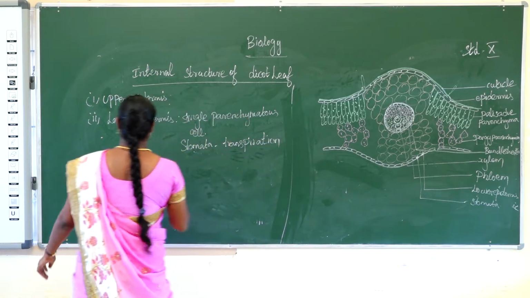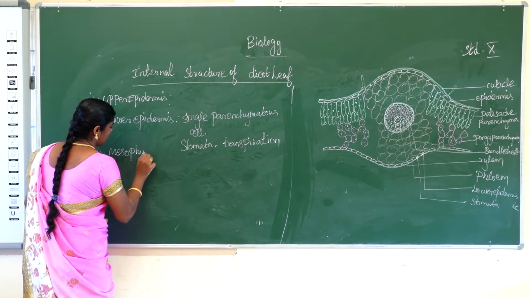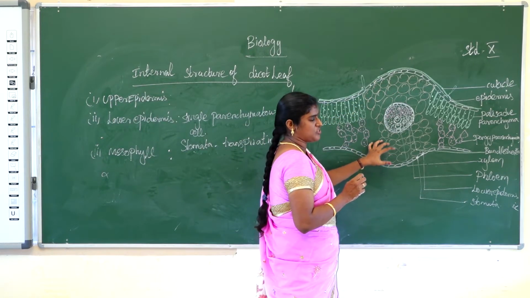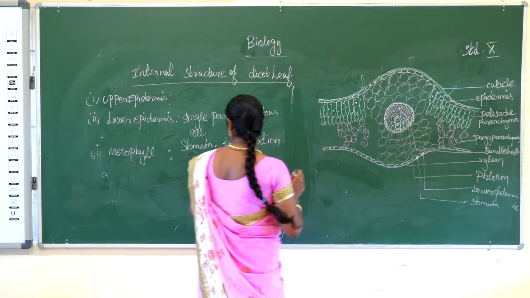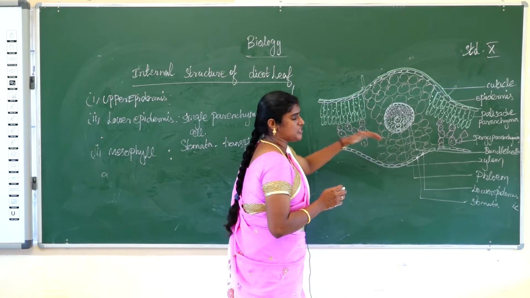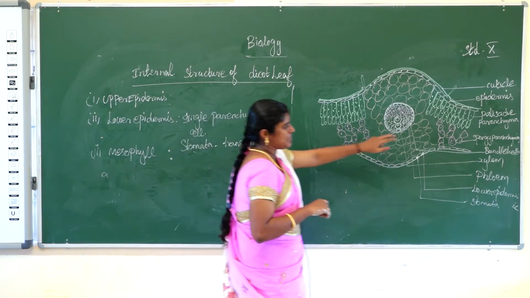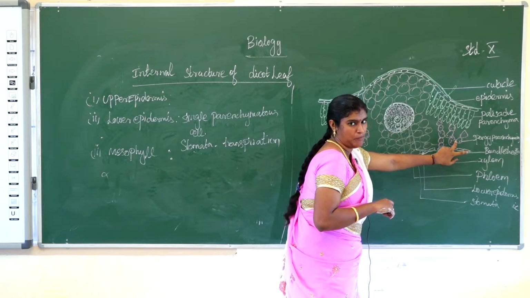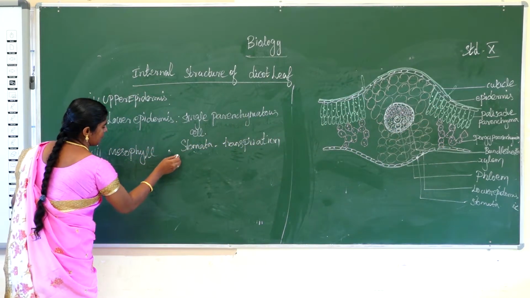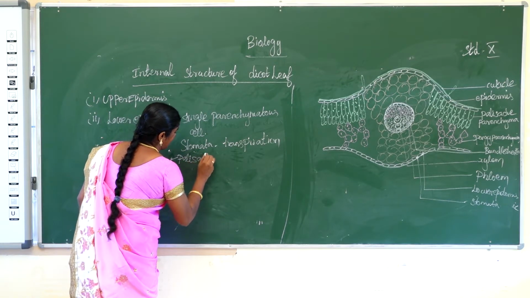Next, mesophyll. What is mesophyll? Mesophyll means the tissue present between the upper epidermis and lower epidermis is called mesophyll. The mesophyll is differentiated into the palisade parenchyma and spongy parenchyma. First we see the palisade parenchyma.